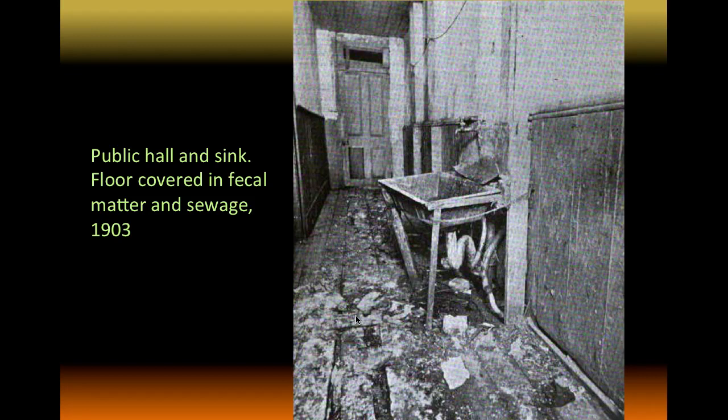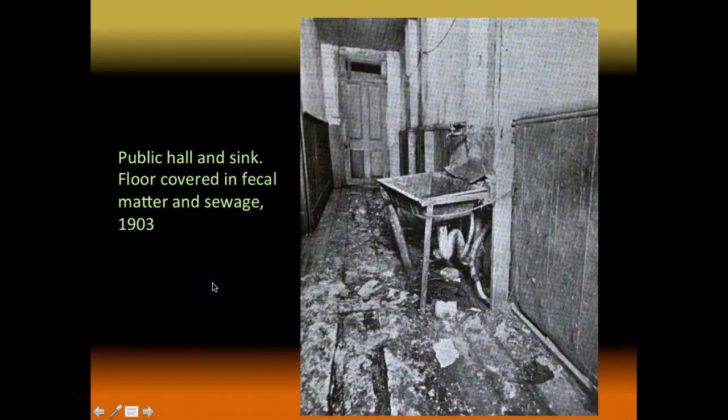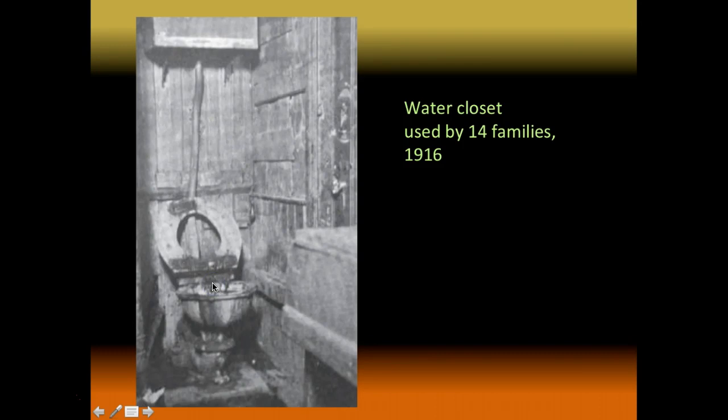This is an image of a public hall and sink, and as you can see, the floor is covered in fecal matter, which is poop, and sewage, and this is in 1903. And this is a water closet or a bathroom that was used by 14 families in 1916. 14 families used this one toilet. And as you can tell based on the picture, it's freaking disgusting. And I would prefer to go outside than to use this toilet. But of course, outside is city. Where are you going to go in the city?